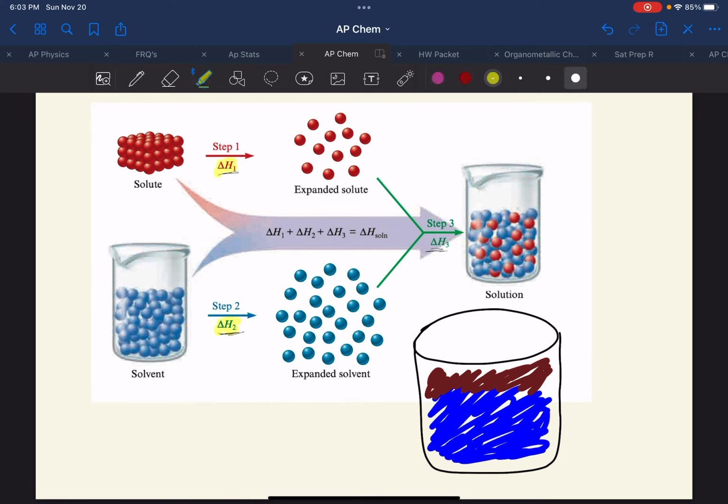And then since a large amount of energy would have to be expended for an oil-water solution, this process does not occur to any appreciable extent, which means it's not favorable.